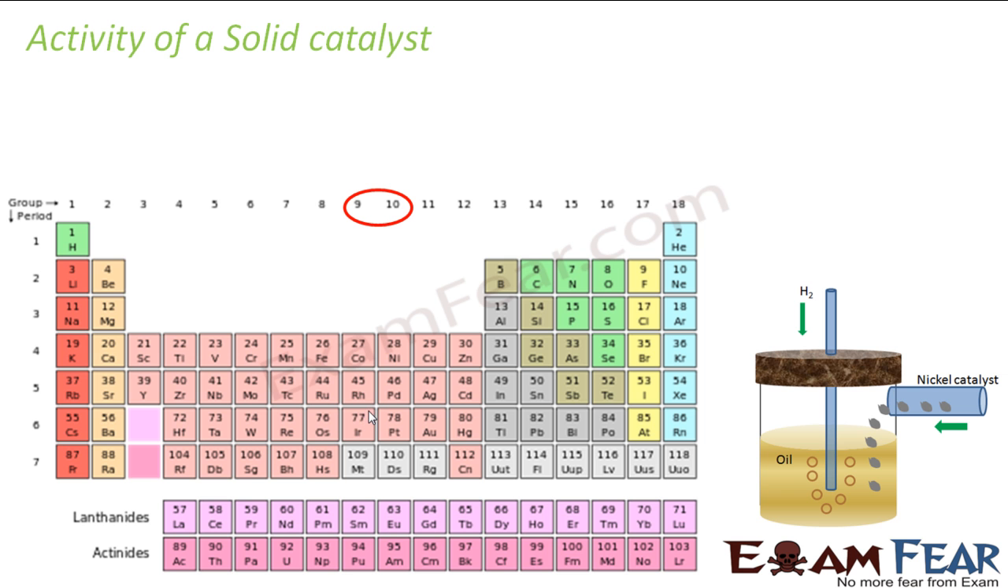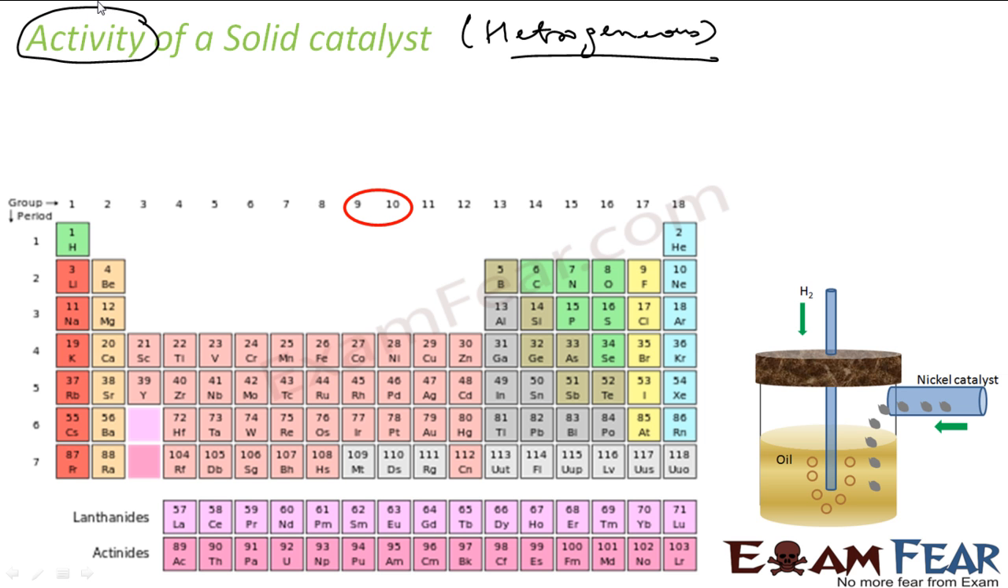Now let's talk about some of the properties of solid catalyst. And here I'm talking about solid catalyst, mainly heterogeneous. So now, what is the activity of a solid catalyst? Activity of a solid catalyst is nothing but the ability of a catalyst to increase the rate of reaction.